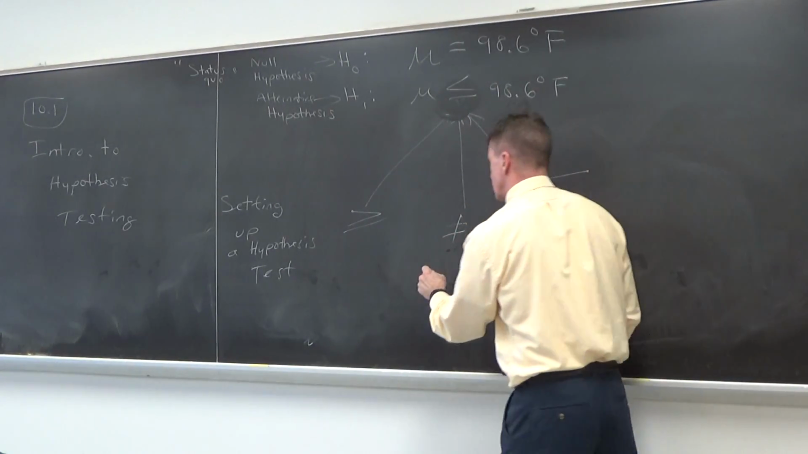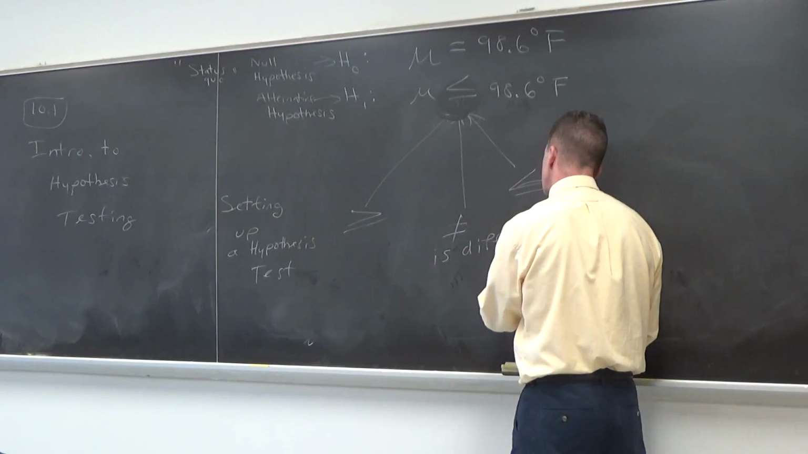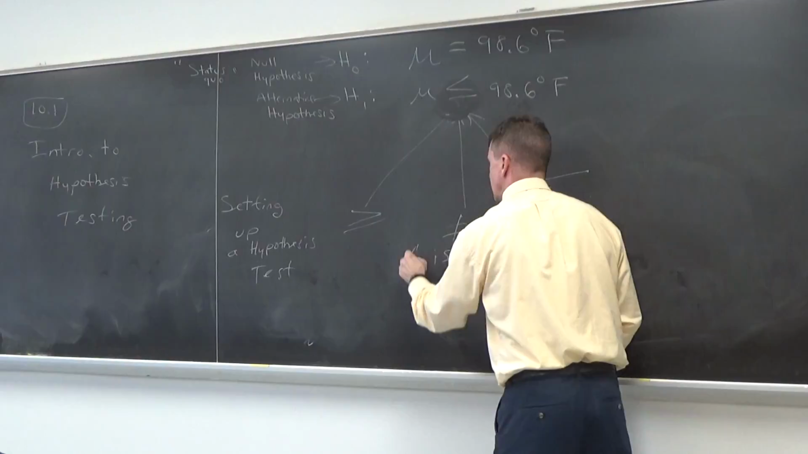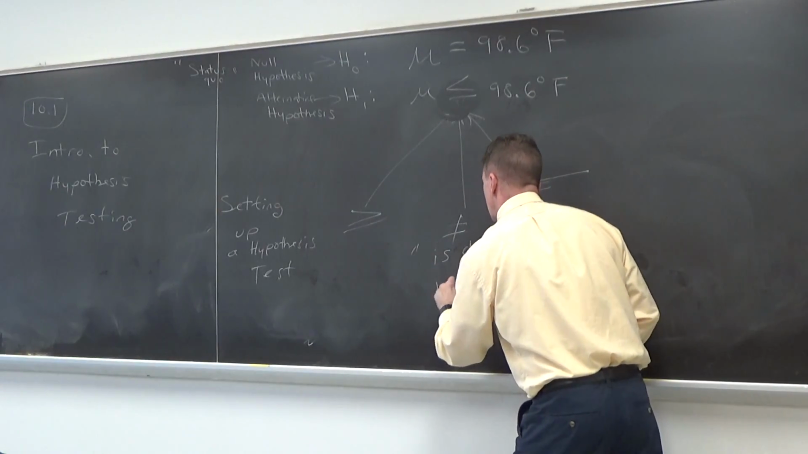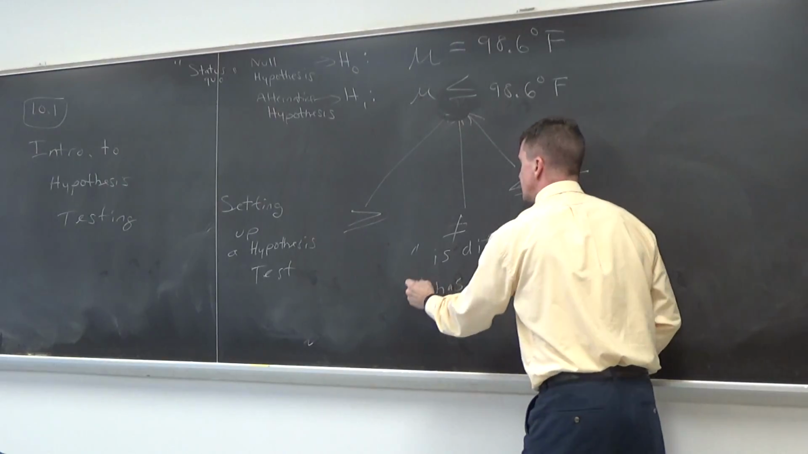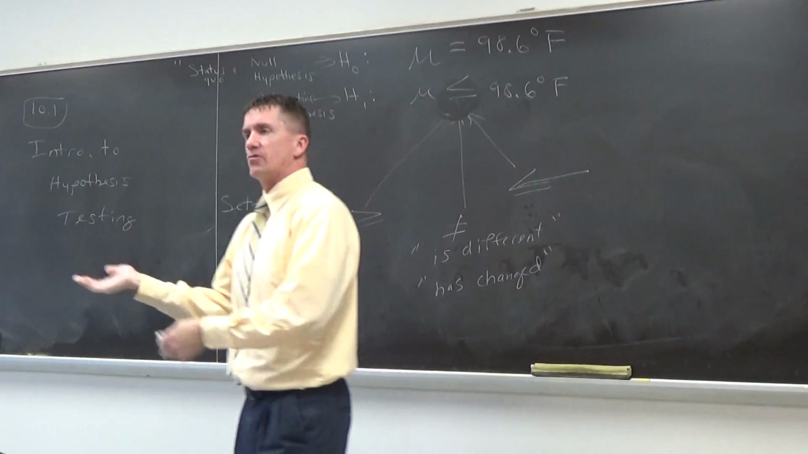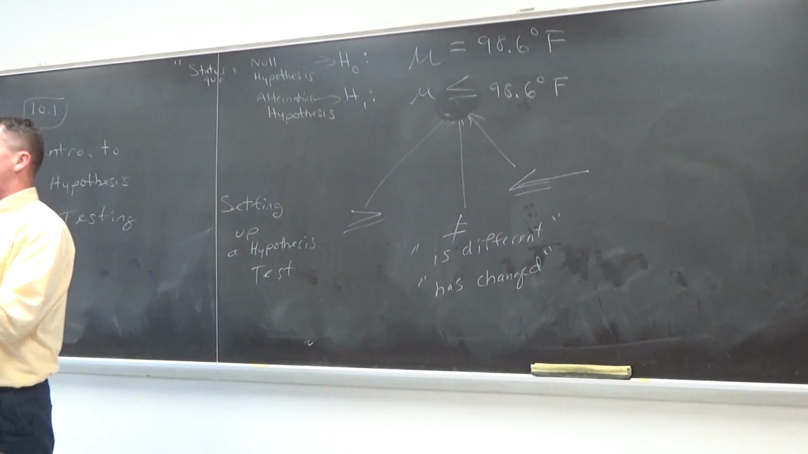When do you put the not equals to? If they say "is different," if they use that wording, or sometimes there's another phrase they like to use, if they say "has changed." When they say "is different" or "has changed," they haven't indicated if you're going greater than or less than. And we're going to put a not equal to.